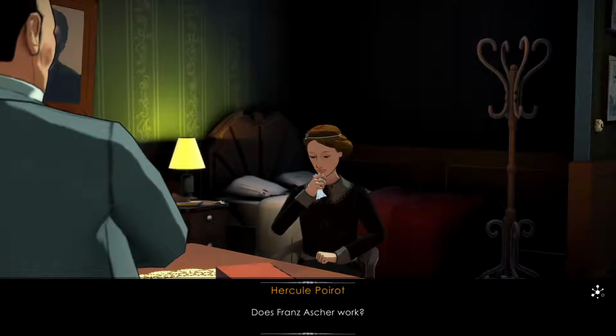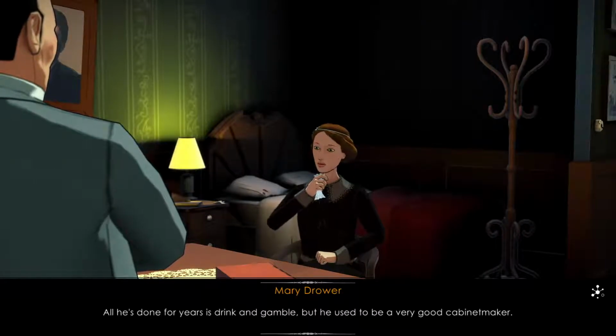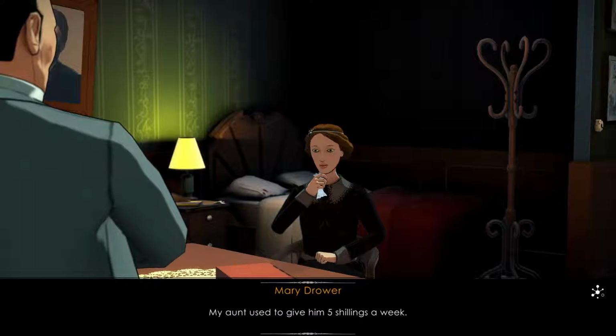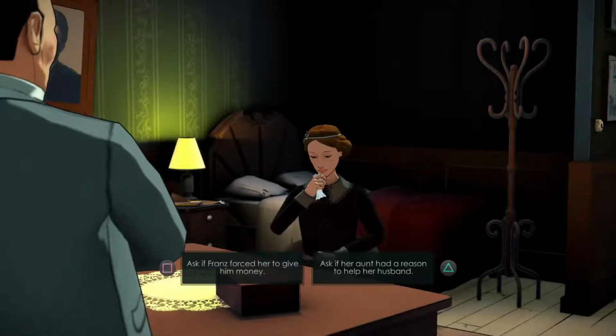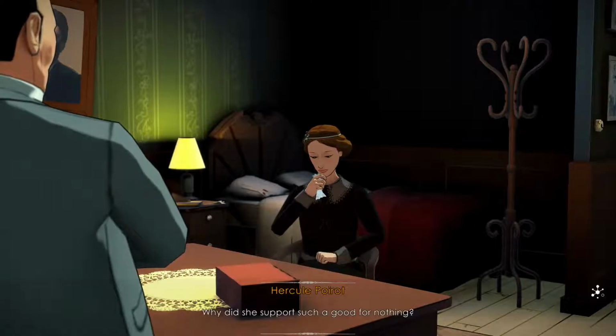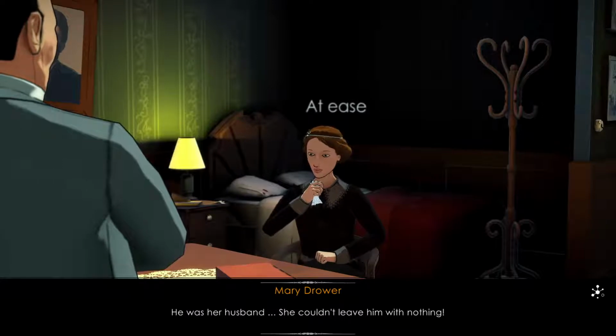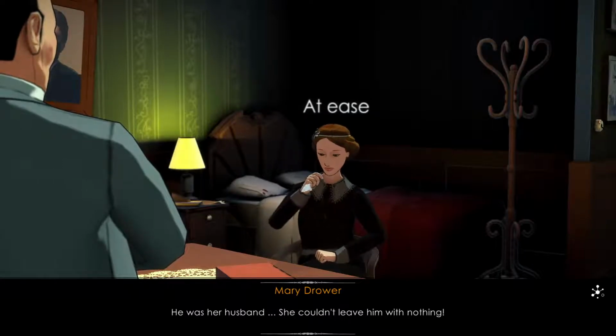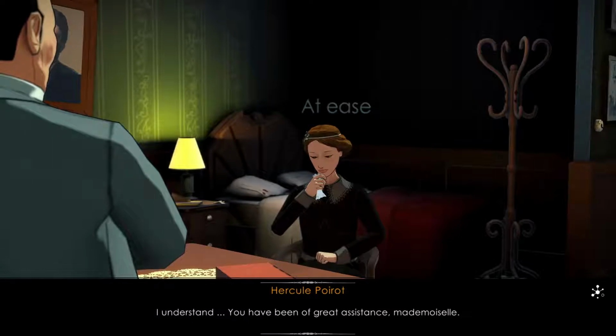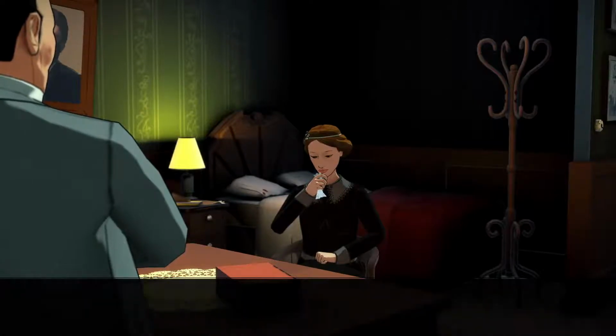Does Franz Asher work? All he's done for years is drink and gamble, but he used to be a very good cabinet maker. What does he live on? My aunt used to give him 5 shillings a week. It's not a lot of money. Why did she support such a good-for-nothing? He was her husband. She couldn't leave him with nothing. I understand. You have been of great assistance, mademoiselle.